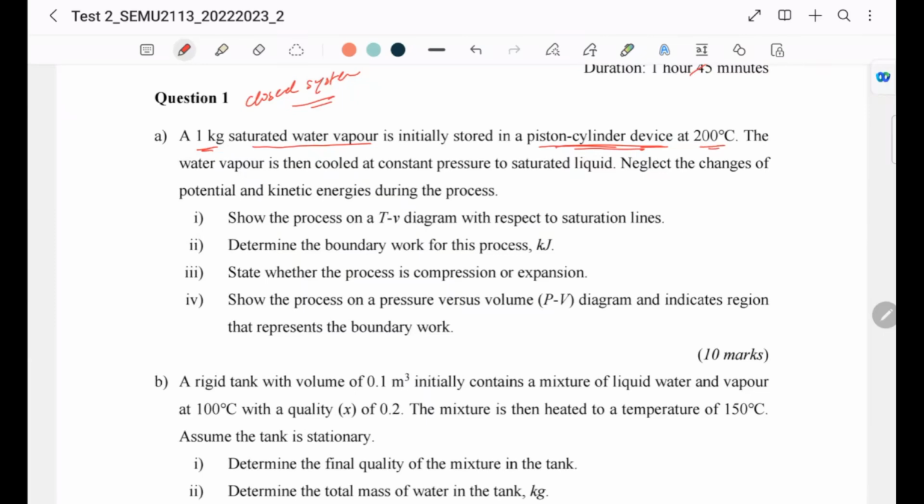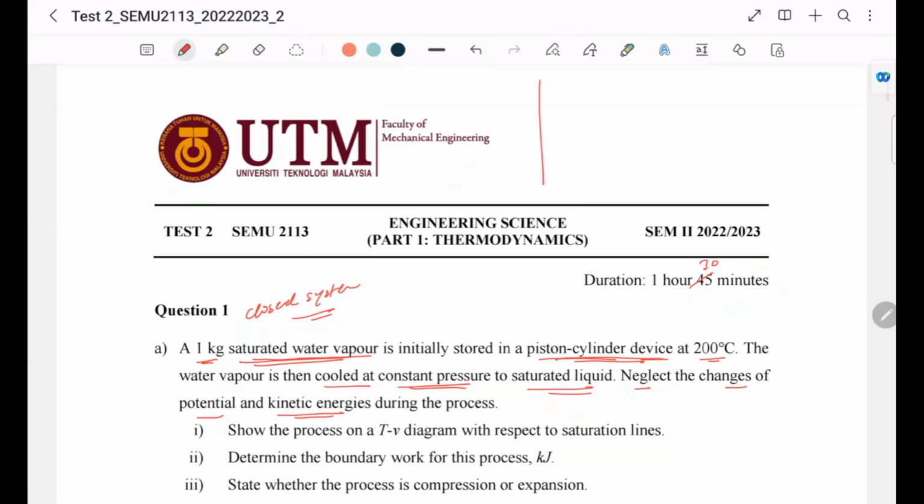The temperature is 200 degrees Celsius. Then the water vapor is cooled at constant pressure, which means pressure is constant, to a saturated liquid. So from saturated vapor to saturated liquid. So neglect the change of the potential energy and kinetic energy during the process. First, the question wants us to show the process on the T-v diagram.